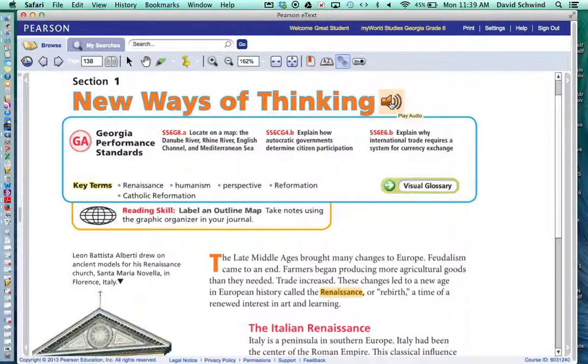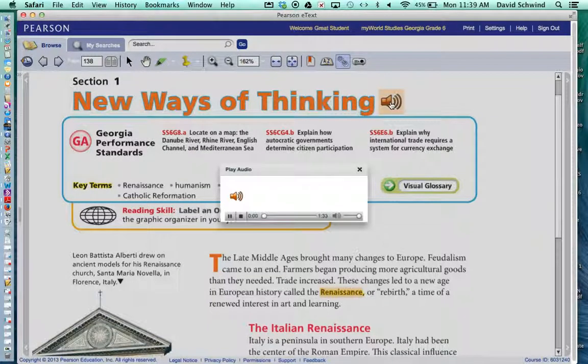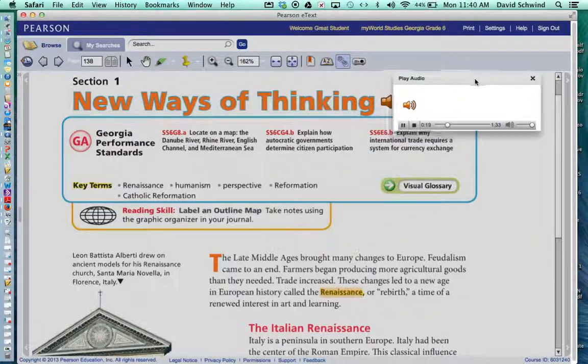New ways of thinking brought many changes to Europe. Feudalism came to an end. Farmers began producing more agricultural goods than they needed. Trade increased. These changes led to a new age in European history called the Renaissance, or rebirth, a time of renewed interest in art and learning.